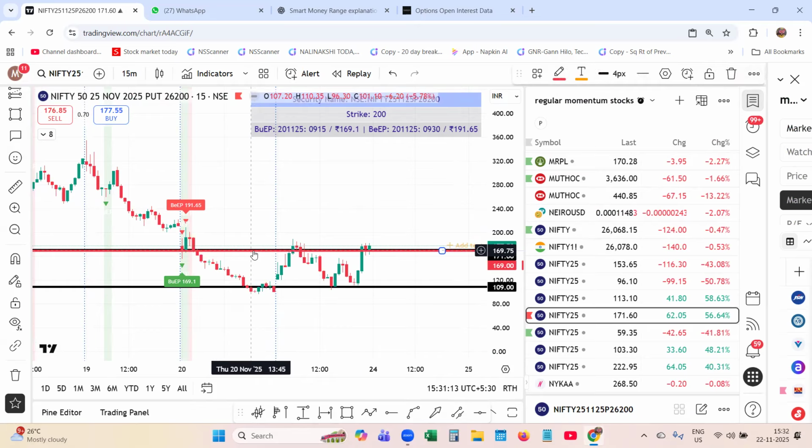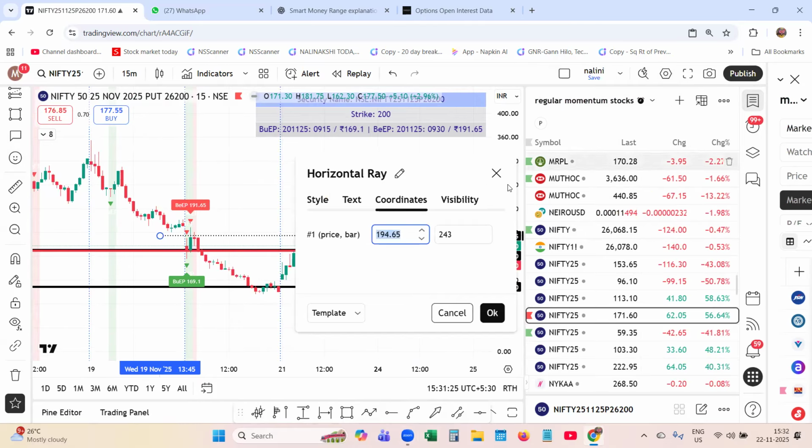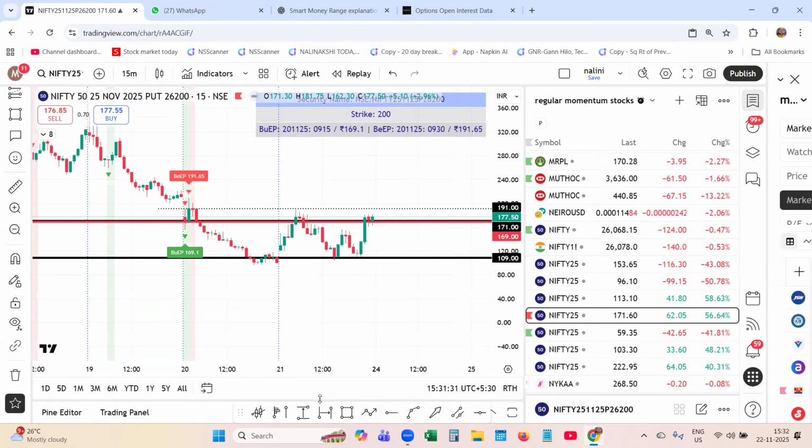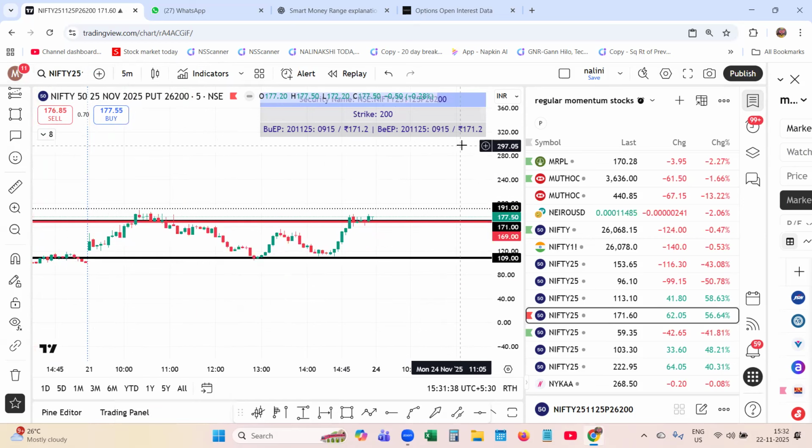Why is it 191? Let us put 109. Let me make it thin, or let me make it and adjust the coordinate. 191. So you know these levels, and let me change it to 5 minutes to see whether any EP is formed.